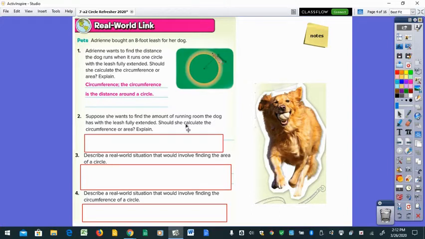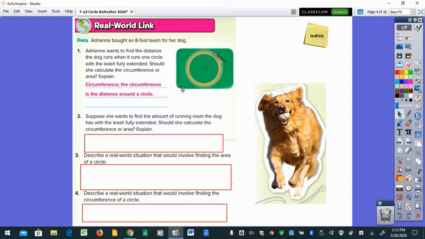And we're going to review how to do that in just a second. Now suppose instead of that, she wants to figure out how much space she's given her dog to run. So not just fully extended, but he could let the leash go slack and kind of run over here, and he could come over here, and he could come over here, and he could run inside the circle all the way around.